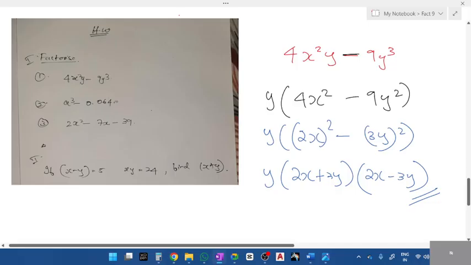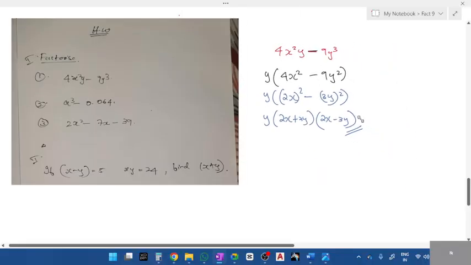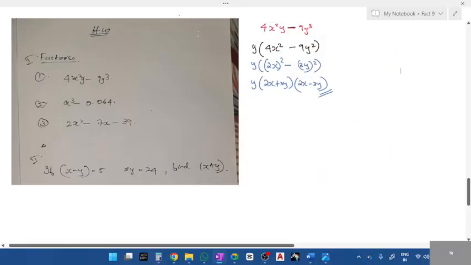Try the next one. Which formula can we use for the next one? What's the degree given for the next one? Cube. But 0.064 doesn't have a cube. So first convert it. a cube minus 0.064. So a cube minus b cube, but 0.064 doesn't have a cube. How do you convert this, students?